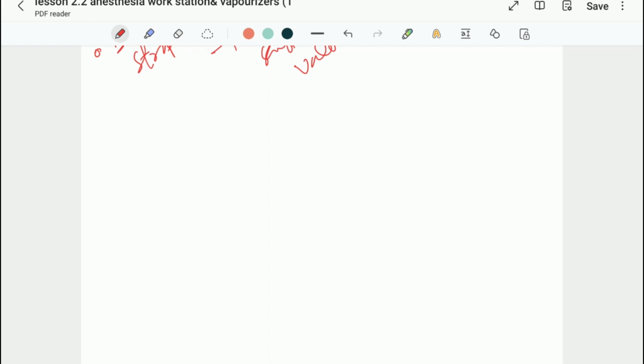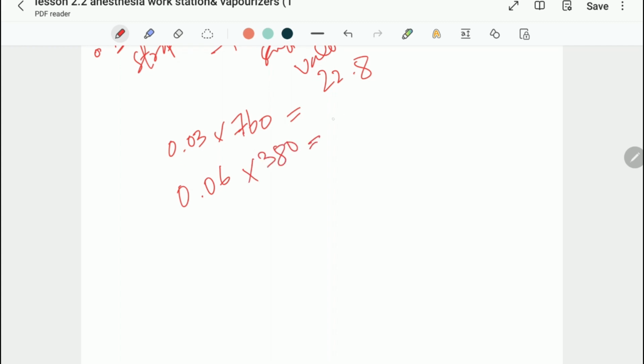But despite this doubling of the volume percent, the partial pressure delivered to the patient remains exactly the same as at sea level. That would be about 0.03 into 760, that would be 22.8. And for 0.06, that is the 6%, at half the atmospheric pressure, that would be 380. It would still remain the same.